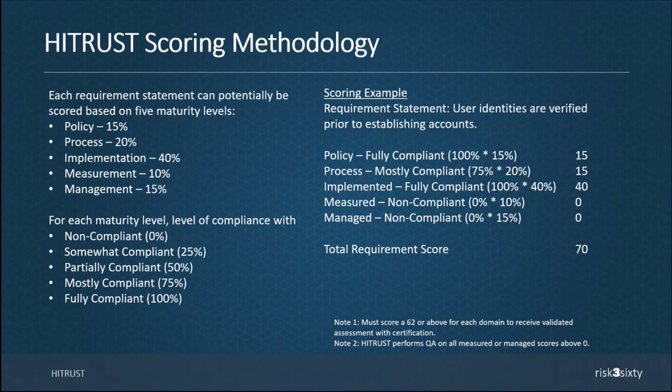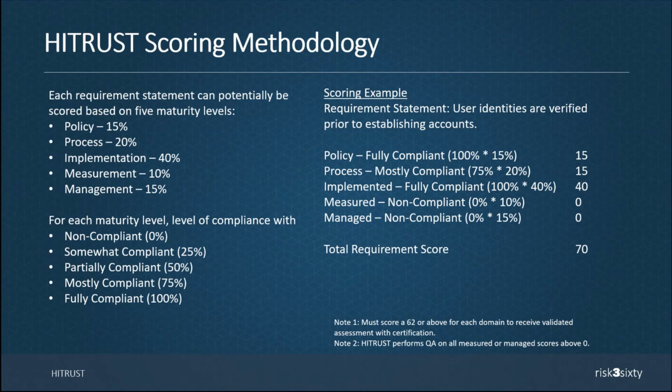The last one we're going to look at in this example is going to be the implemented score. So let's say when our assessors come on site, they're able to validate that for all of our sampled new hires, those individuals had background checks completed before an account was created for them. That's great. They get fully compliant here. So we're going to multiply that 100 by 40% because the implemented score is 40% of my overall requirement statement.